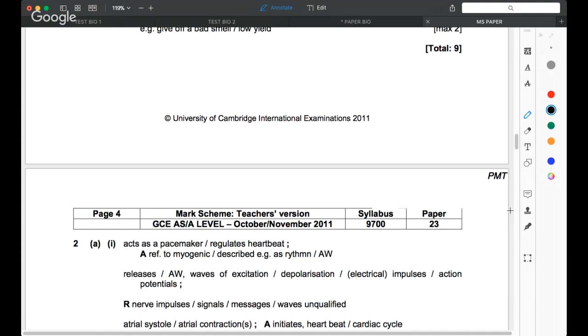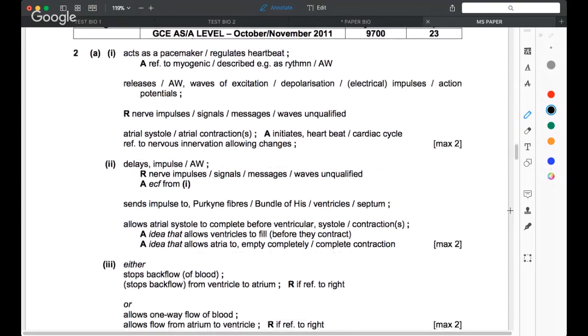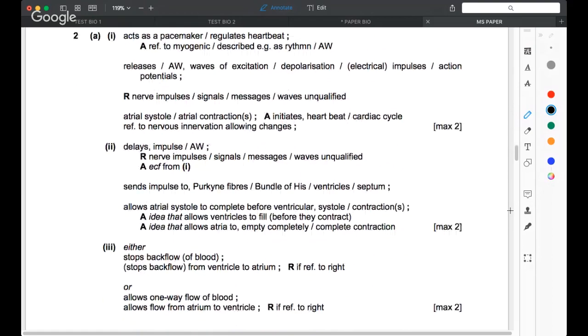Let's see. I know they were much more stringent back in 2000 and whenever this was. So yeah, they're only giving the marks here for function. But yeah, we've covered these points. So it acts as a pacemaker. The sinoatrial node releases a wave of depolarization, and the fact that it causes atrial systole.